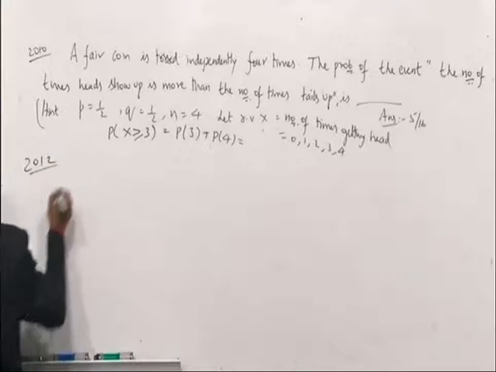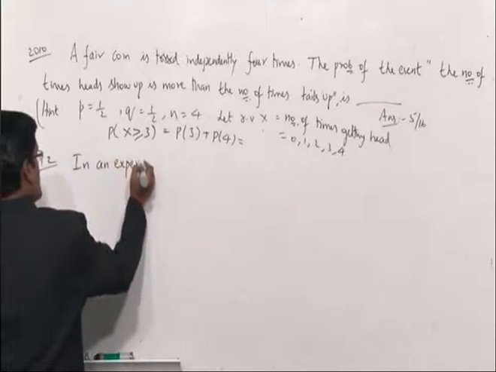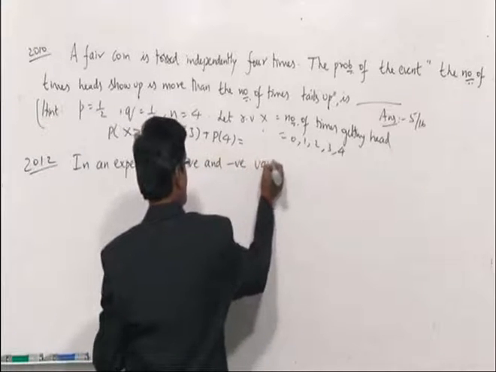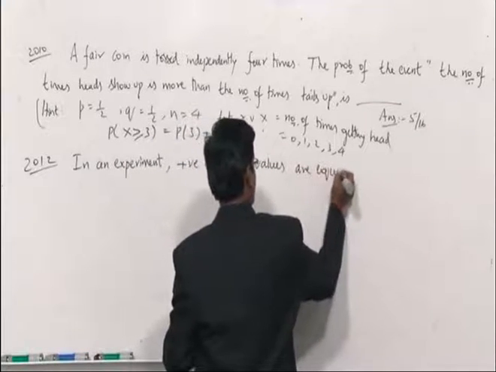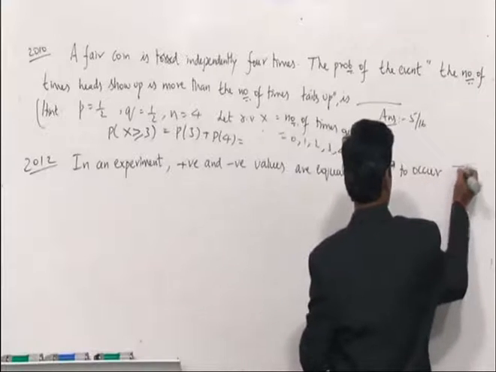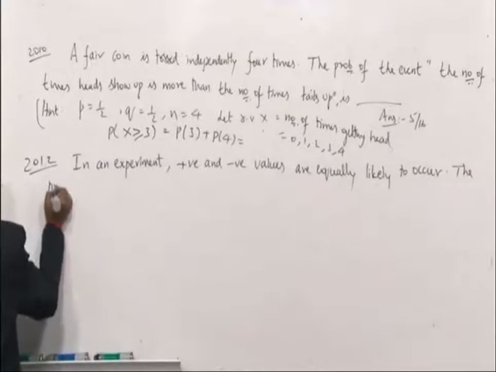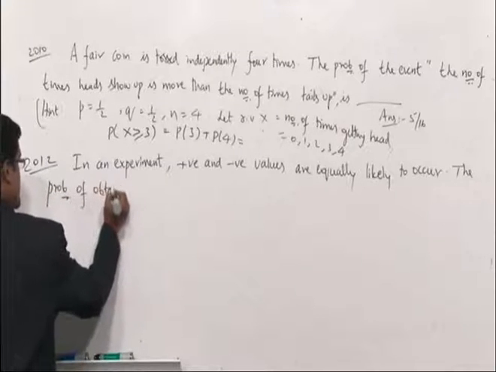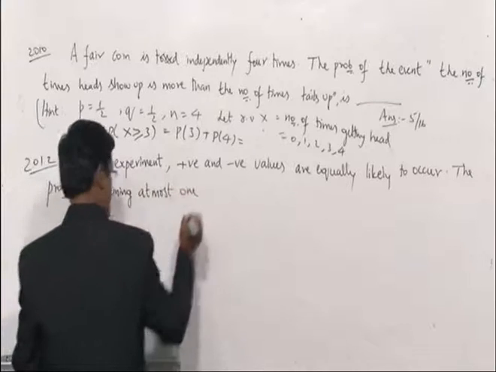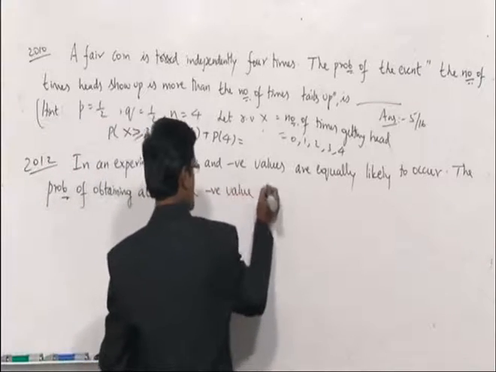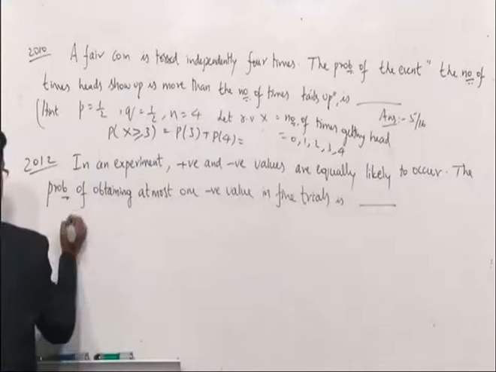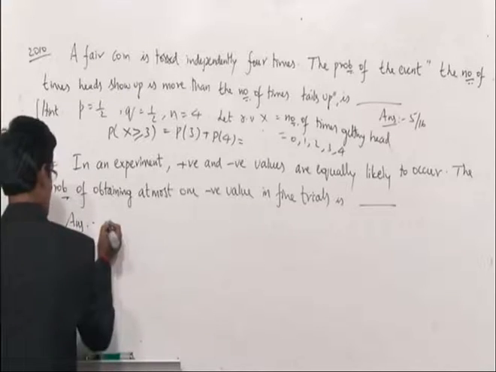Same binomial distribution, 2012 is given. In an experiment, positive and negative values are equally likely to occur. This is the question. One of you asked about equally likely. The probability of obtaining at most one negative value in 5 trials is. Answer is 3 by 16.